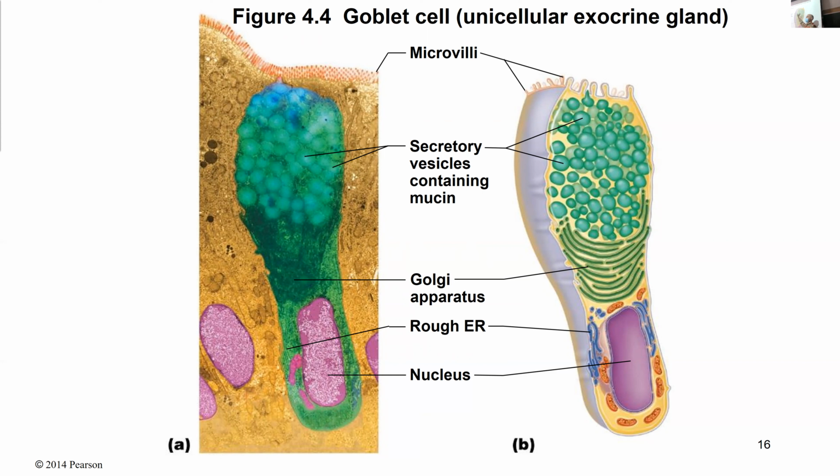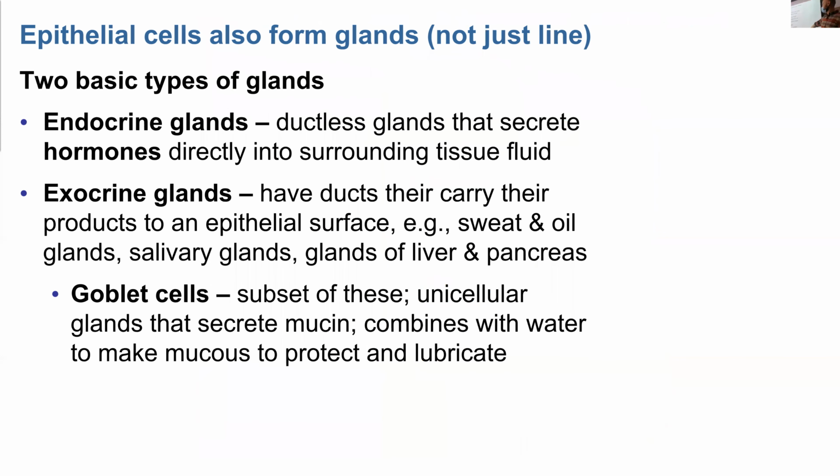The takeaway message is that the bulk of the cell is made up of these vesicles that are producing this mucin and dumping it into the respiratory tract. And so goblet cells are a subset of exocrine glands. Goblet cells, all that means is it's a unicellular exocrine gland. And that's all I want to say about that. I just want to make sure you're aware that those epithelial cells do give rise to those other tissues throughout the body as well.